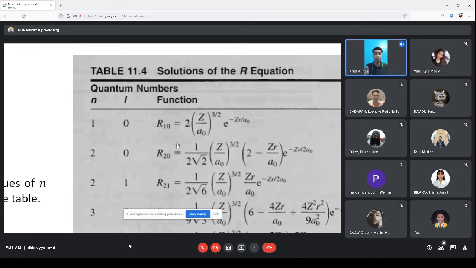Okay, so this is your R equation, right? So just for example, just for the 1s orbital, we have this wave function. So for R10 or the 1s orbital, we have R is equal to 2, right? So multiply to Z over the Bohr radius raised to 3 halves times E raised to negative ZR over the Bohr radius. As you can see, class, we are trying to plot here.